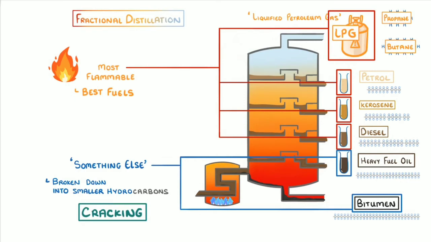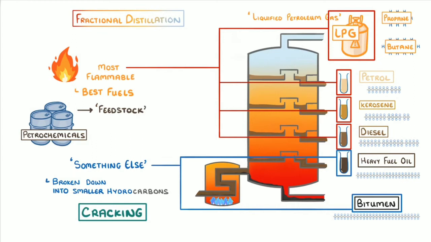The last thing to point out is that as well as all of these fairly direct uses that we mentioned here, petrochemicals, which is what we call all of these substances that we get from crude oil, can also be used as feedstock, which just means raw materials for the petrochemical industry. You use them to make things like solvents, lubricants, polymers, and detergents.